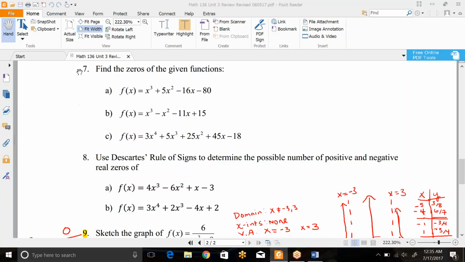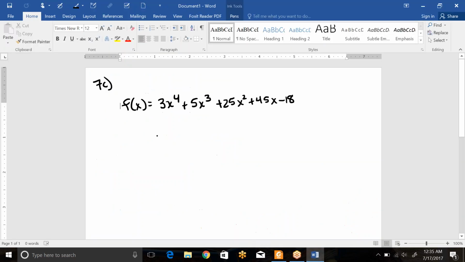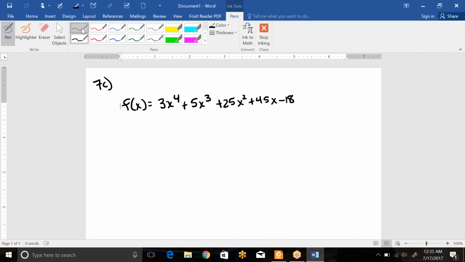Okay, I had a request for 7C, which is find the zeros of the given function. So I wrote it over here so I have more room. Our function has x to the fourth as the highest power, so we're going to have to do two rounds of the C's over D's synthetic division process.